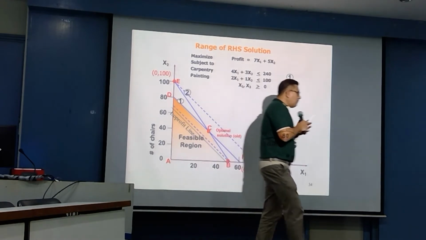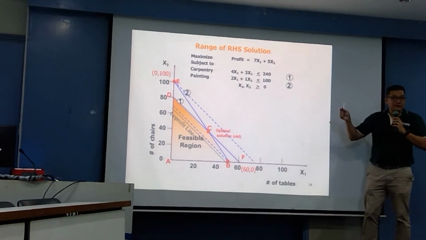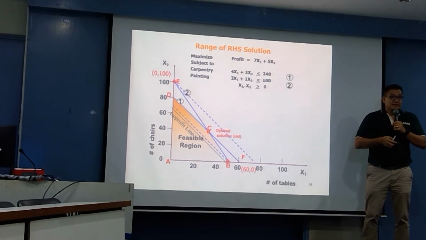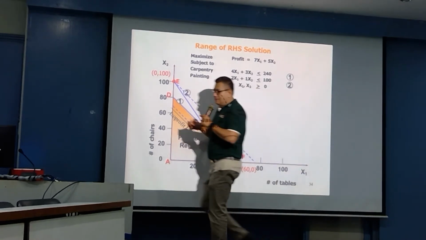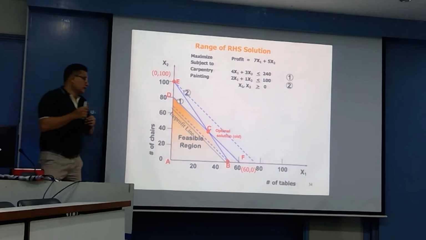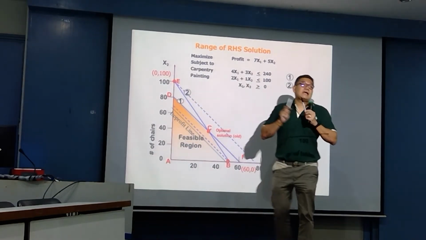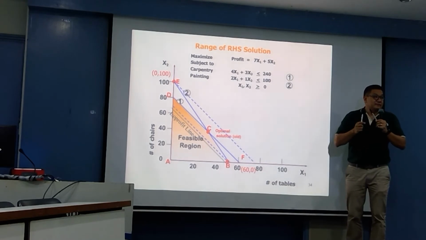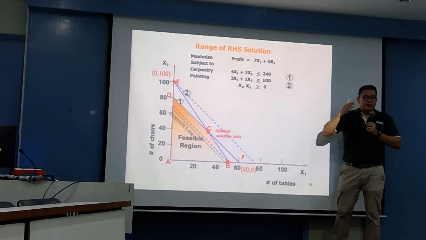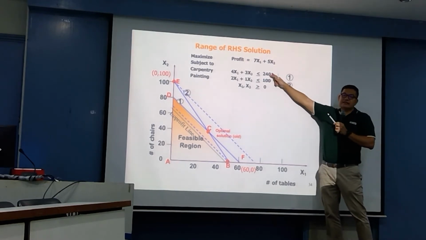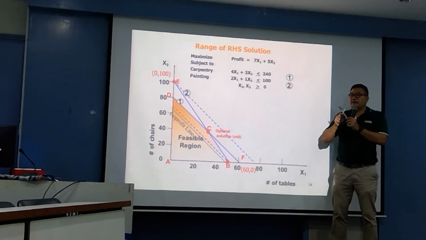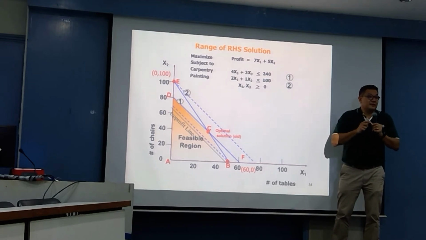But if you want a shortcut, I can tell you right now the shortcut to find the limit. It's very easy, but you need to imagine something. Okay. I will show you with the shortcut how we can find the limit. Let's say right now I try to find the range of changing the right hand side for the first constraint. The first constraint is a binding constraint, right? This shortcut is just only for binding constraints.